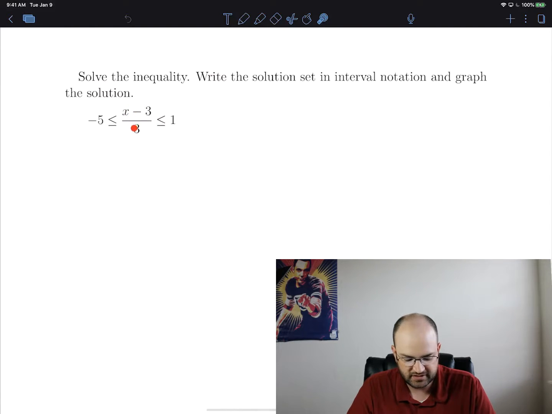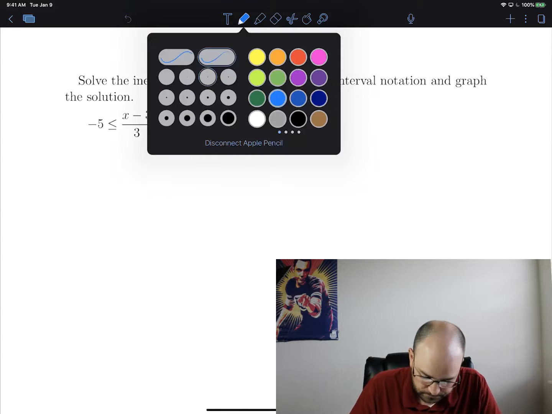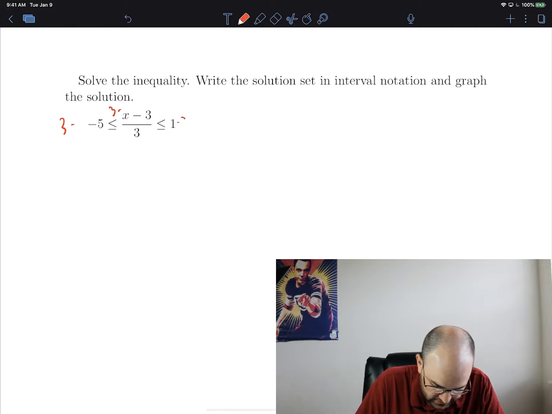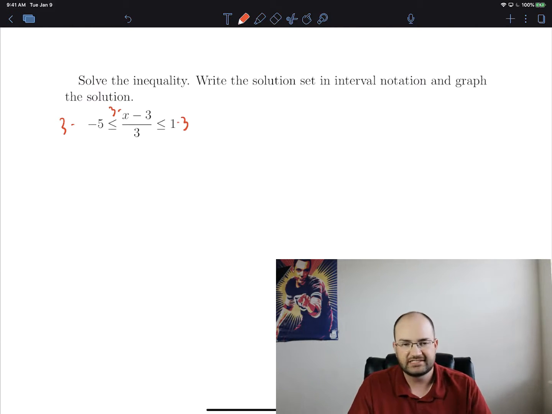Notice that there's a denominator, which means we need to get rid of the denominator by multiplying by it. In other words, we want to find the LCD. The LCD here is just 3 because the only denominator is 3. So we're going to take that 3 and multiply every single side by 3. In this case, there's 3 3's that we need to multiply by.